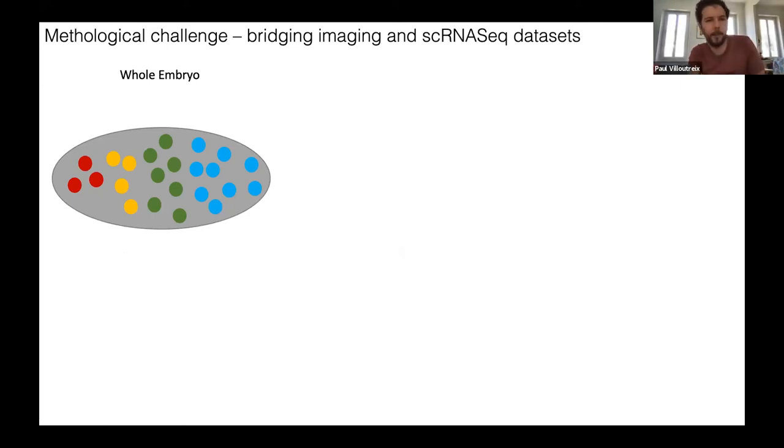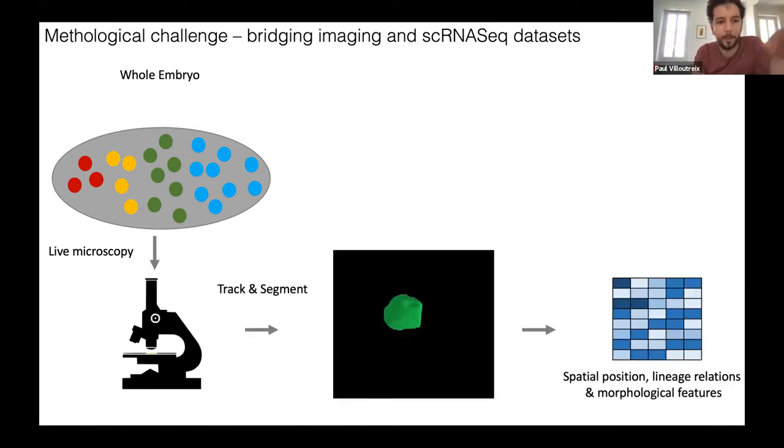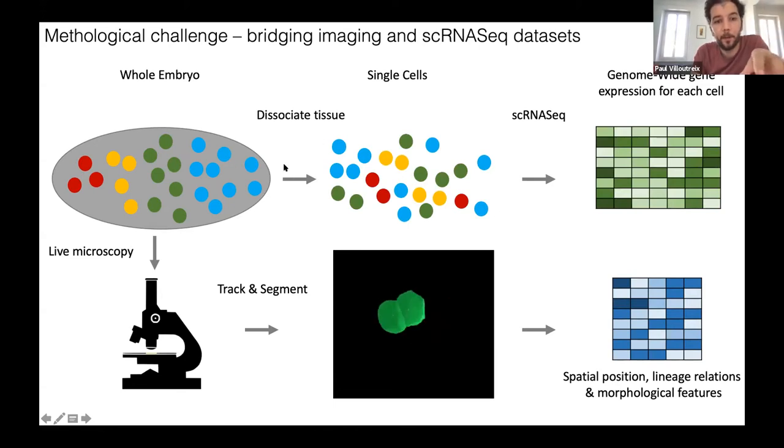Okay, so the methodological challenge is this one. If you start with an embryo with heterogeneous cells, you can measure on one hand lots of variables with microscopy, track them, segment the cells, and get access to spatial positions of cells, morphological features, genealogical relationships, and some variables of gene expression with some reporter genes. On the other hand, if you want to do single-cell RNA sequencing, you have to stop the development, dissociate the tissue, and then measure the RNA content for each of the cells. What you will get is a matrix where each row is one cell and each column is one gene. Usually you measure up to 20,000 different genes.